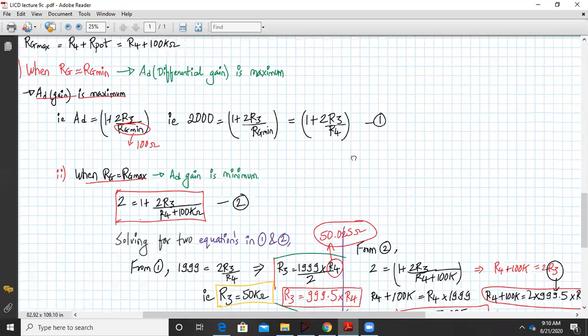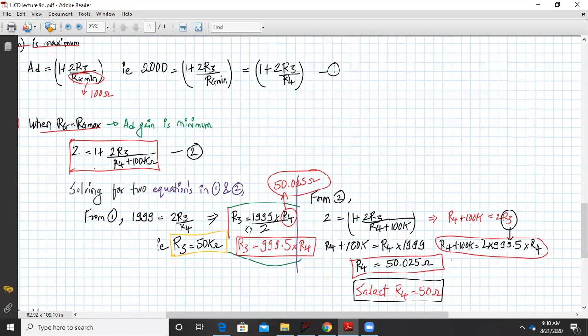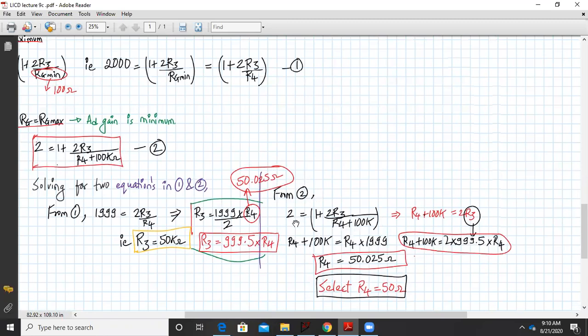From equation number 1, we can rearrange this. We push the 1 to the left side and we get 1999 is equal to twice R3 upon R4. From this we can find the relation between R3 and R4. So R3 will come out to be 999.5 times R4 if you rearrange. Also from equation number 2, we get 2 is equal to 1 plus twice R3 upon R4 plus 100k. If we take the 1 to the other side, we get R4 plus 100k is equal to twice R3.